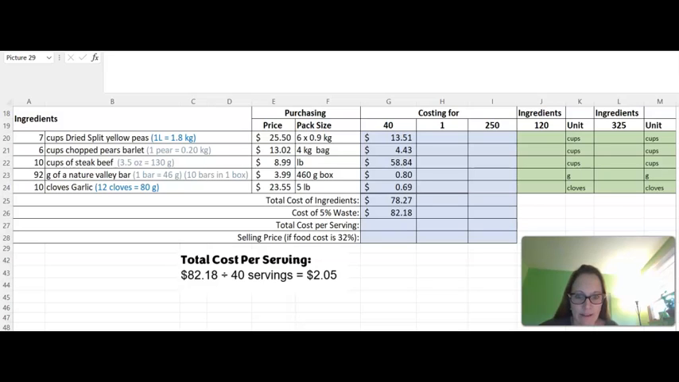So to do that in Excel here, we're going to make sure that the amount is correct. So we're doing our equal sign and we're going to click on our $82.18 and we're going to divide that by our 40 servings. So we can click on this cell here, and then we're going to press enter. And here we have $2.05.